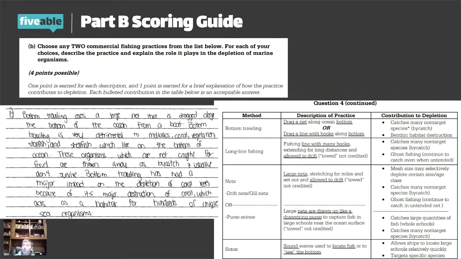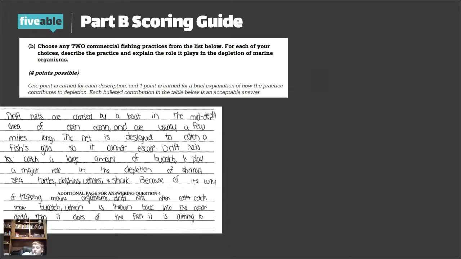I think that you guys are agreeing in the comments that they got 2 points there, but they still got to do another one. So what was their second one? They talked about drift nets. They're carried by a boat in the mid-depth area of an open ocean and are usually a few miles long. The net is designed to catch a fish's gills so it cannot escape.